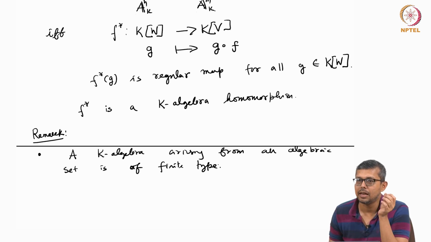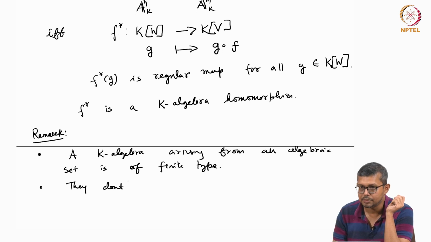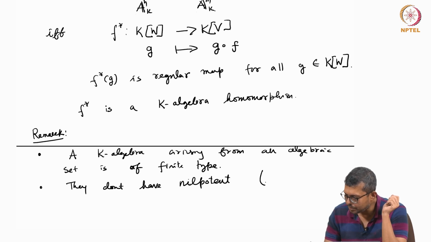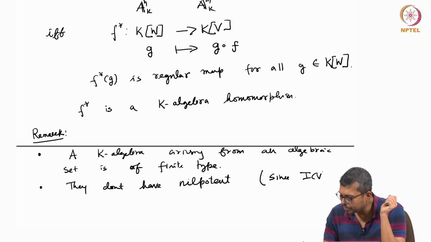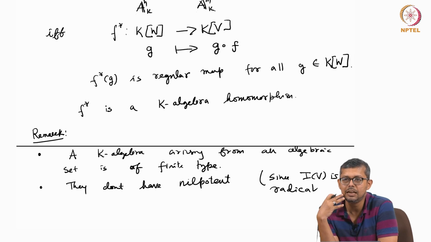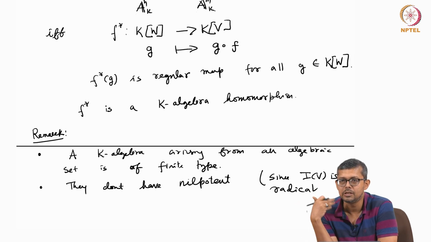And another thing you now notice is that this K algebra does not have nilpotents, because they are after all a quotient of K x1, x2, ..., xn. Yes, because of Hilbert's Nullstellensatz. Yes, nice point, that is the reason. So any algebraic set corresponds to a reduced, so it does not have nilpotents, means it is a reduced finite type K algebra.